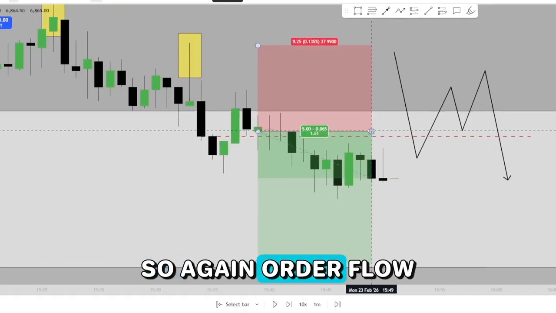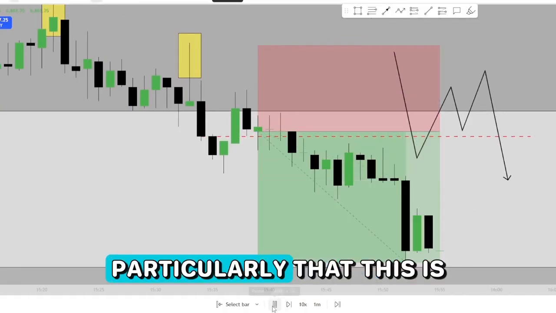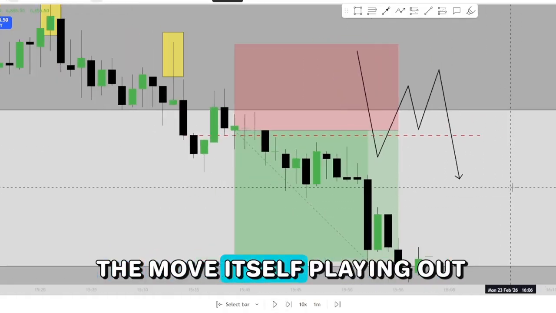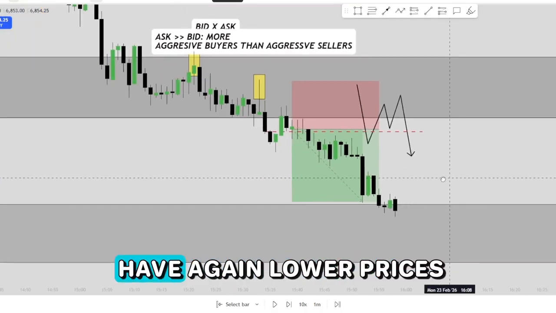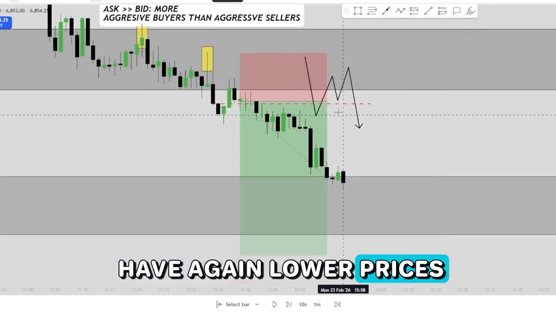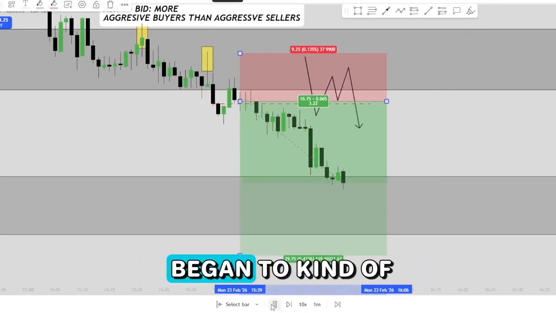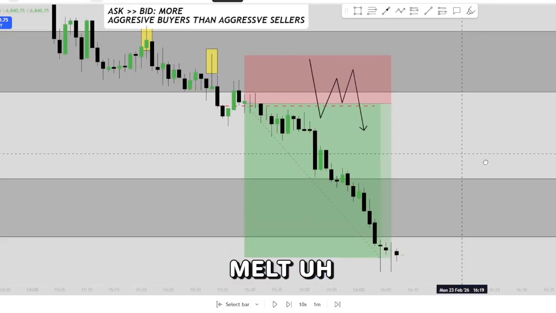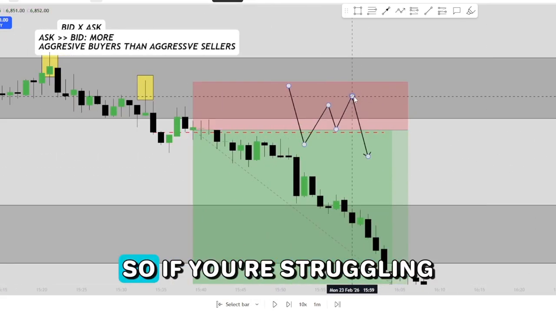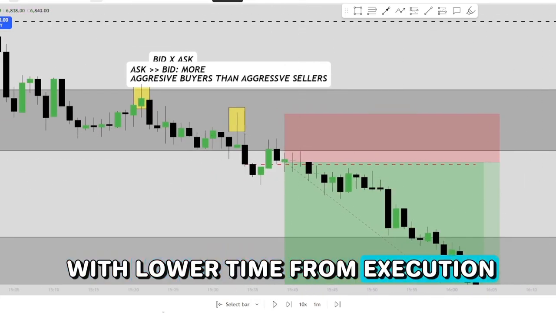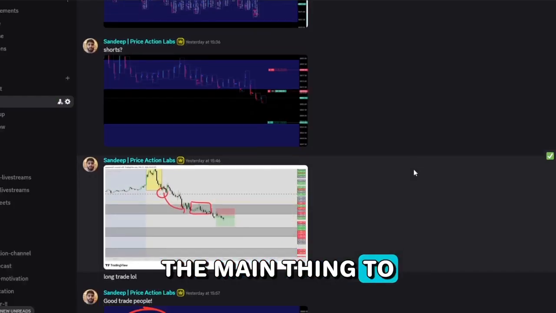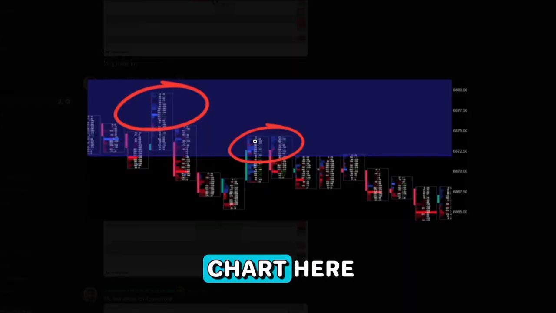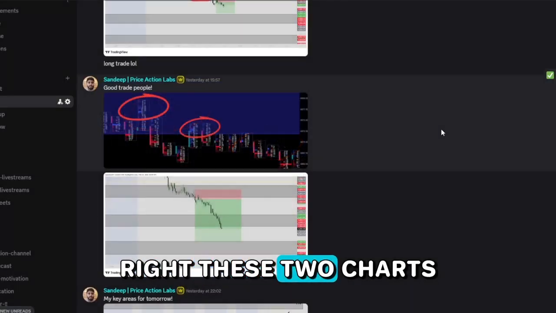So again, order flow shows us very particularly that this is the move itself playing out. And so we did have, again, lower prices, as we began to melt beneath this zone. So if you're struggling with lower time frame execution, the main thing to understand or take away is this chart here, right? These two charts next to each other.